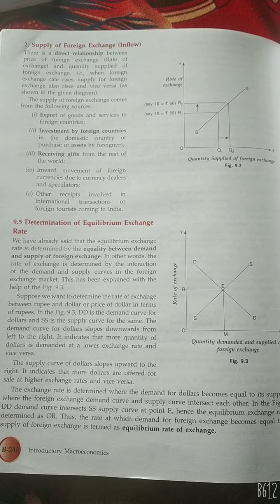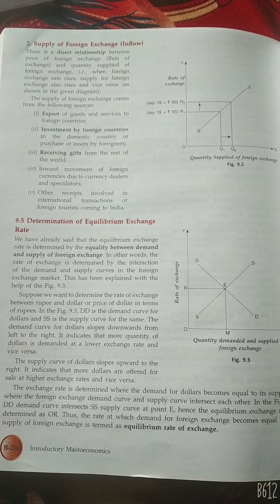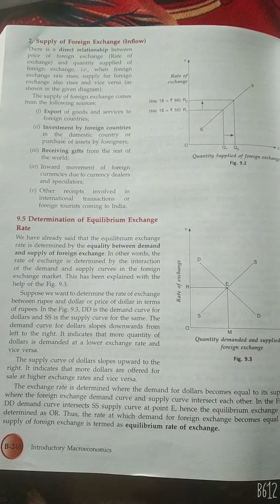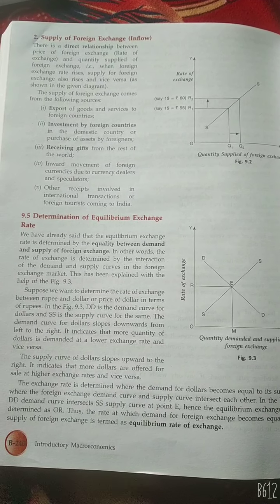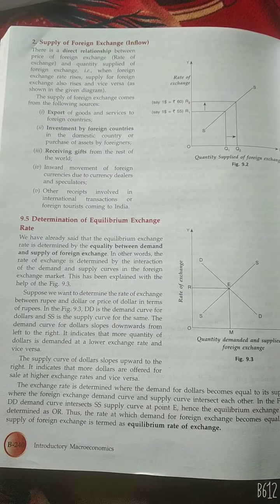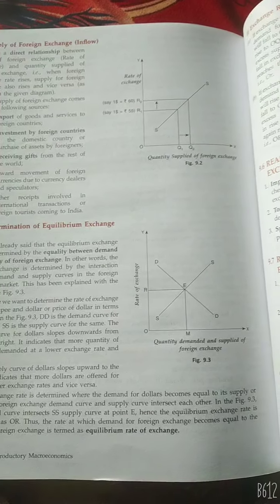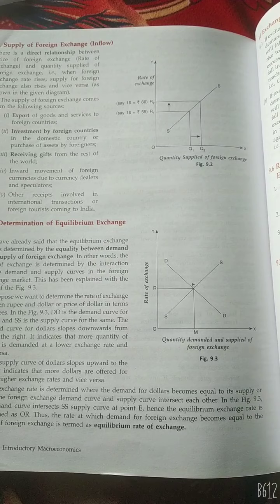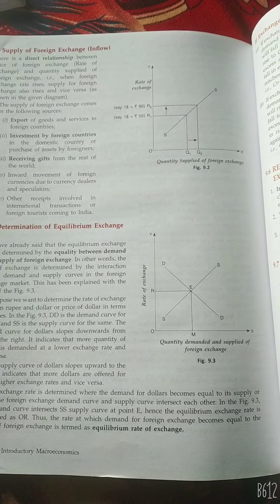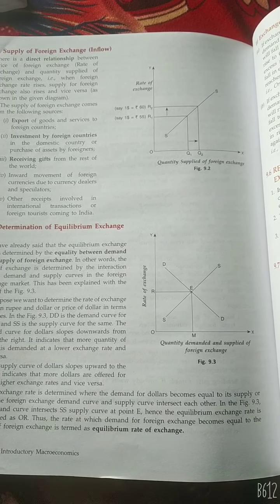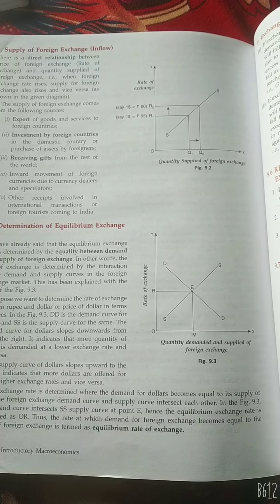We already said that equilibrium exchange rate is determined by the equality between the demand and supply of foreign exchange. In other words, the rate of exchange is determined by the interaction of demand and supply curves in the foreign exchange market. You have seen in the figure that on the x-axis we are taking the quantity demanded and supplied of foreign exchange, and on the y-axis we have taken the rate of exchange.